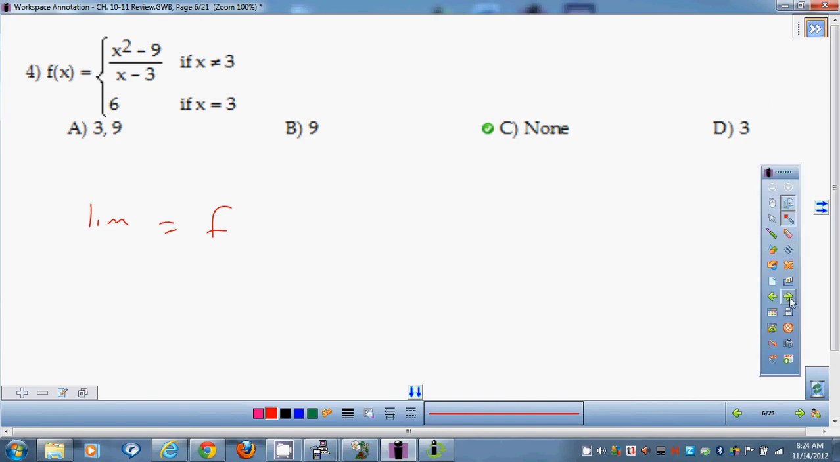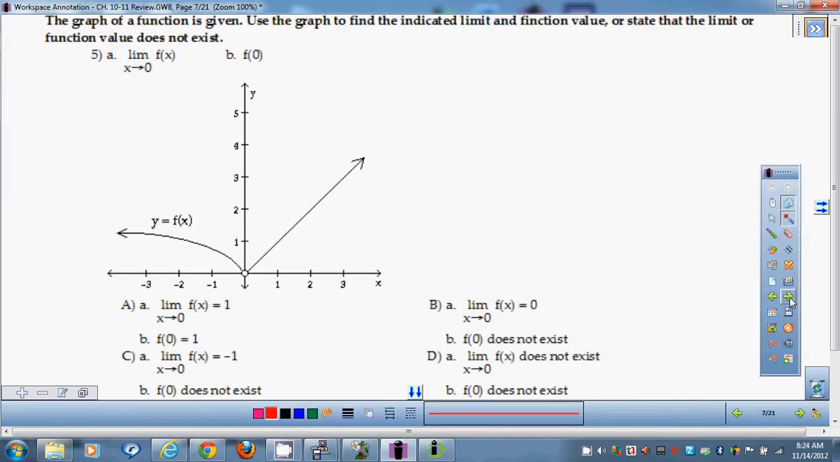All right. Next, I forgot to cover it up. Oh well. The graph of the function is given. Use the graph to find the indicated limit and function value. So we need to find the limit as x approaches 0 and the actual point at 0. Who wants to take a stab at it? Shelby Emmons, you want to take a stab?